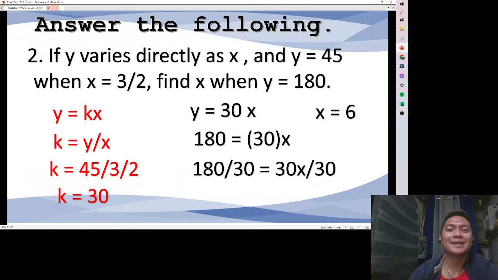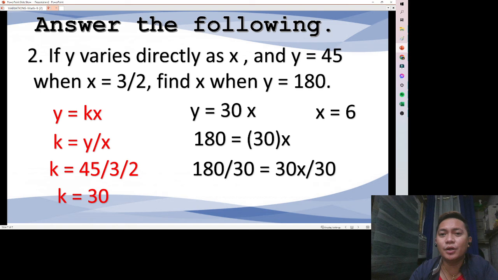So, k is equal to 30. Paano ginawa natin? 45 times 2 over 3. Kaya siya naging 30. After that, if k is equal to 30, then apply to your equation of y is equal to 30x.